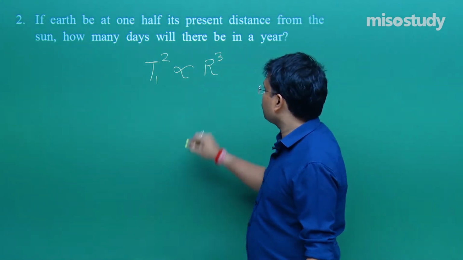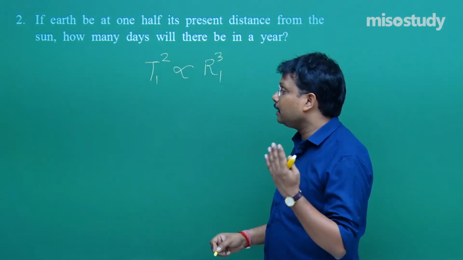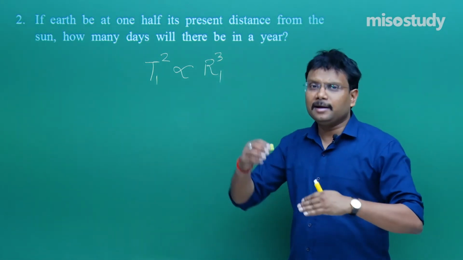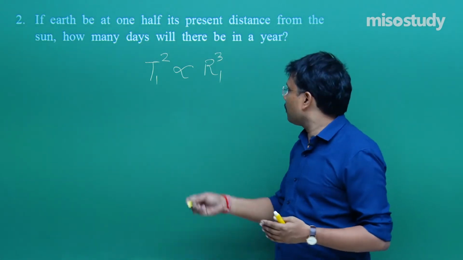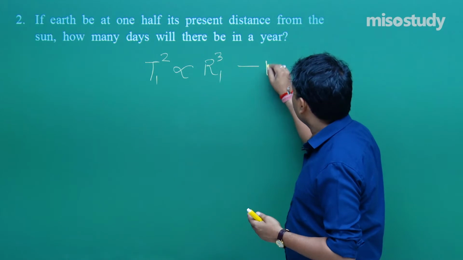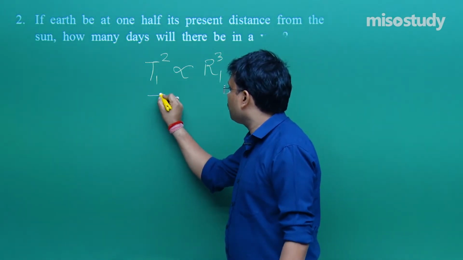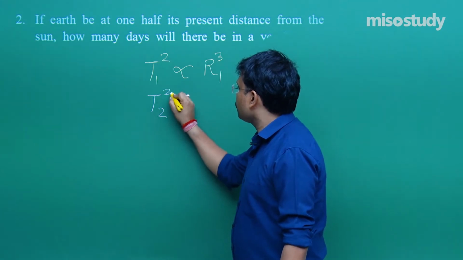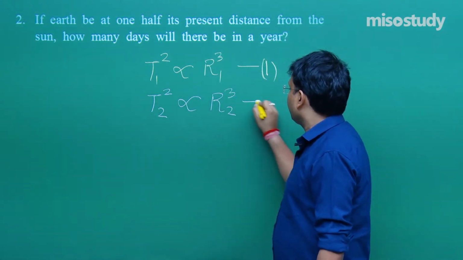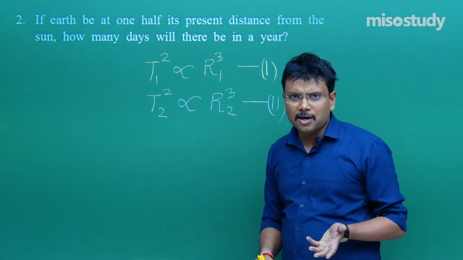So, T1 square is directly proportional to R1 cube and T2 square is directly proportional to R2 cube. Then, dividing equation number 1 by equation number 2, let us say here it is equation number 2, that is T2 square is directly proportional to R2 cube. Fine. Then divide 1 by 2 or 2 by 1, put the values like that.